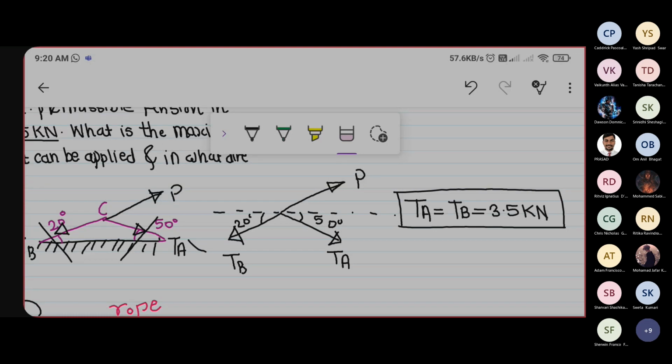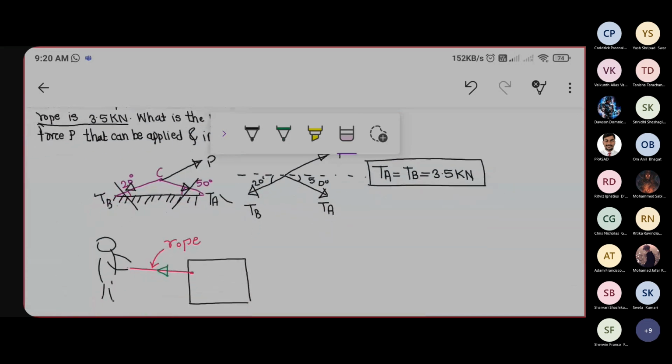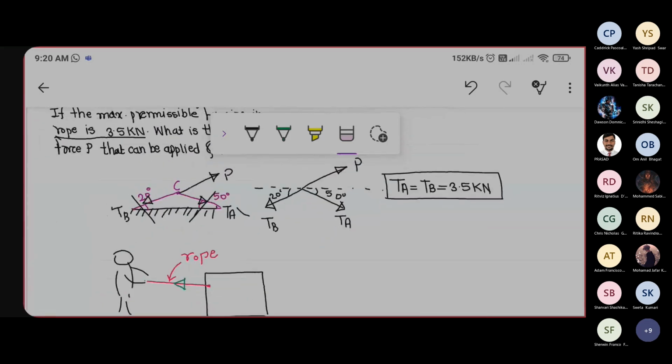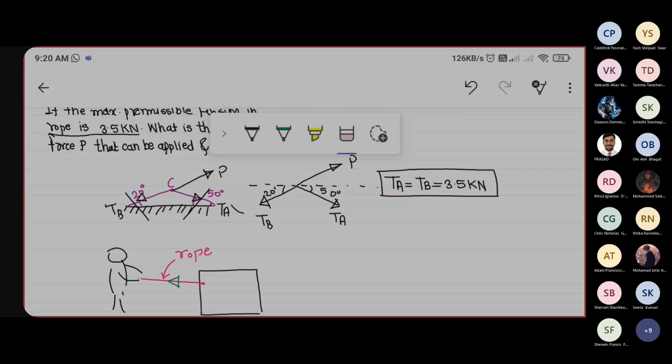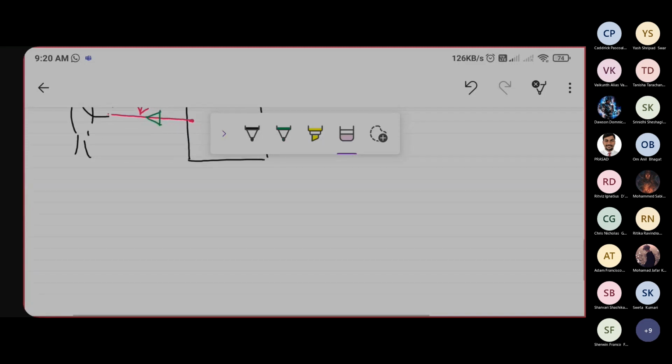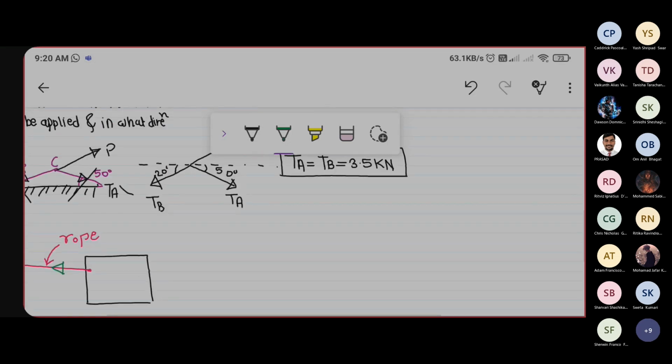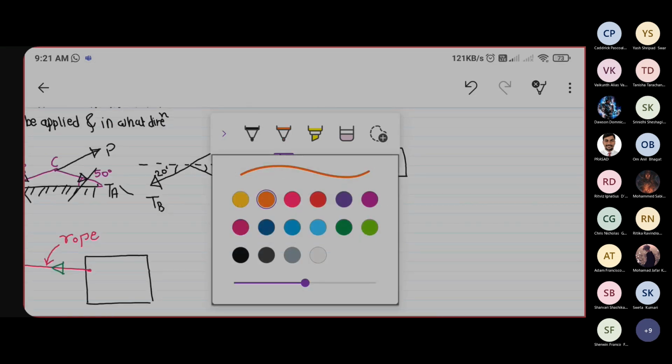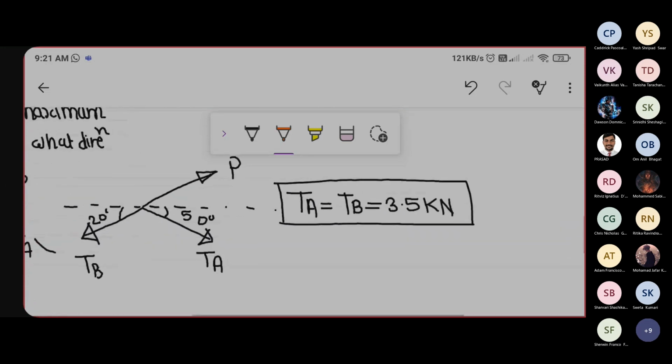We don't know the angle. So what we can do, when we cut this rope, we consider this whole body is in equilibrium. Once the body is in equilibrium, we can use our equations of equilibrium, that is summation of Fx is equal to 0. That is forces in x direction is equal to 0. Now let's first get the forces in x direction.